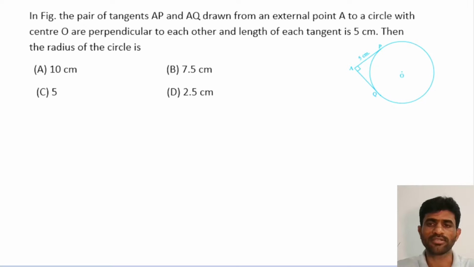You can type your answer. If anybody knows, you can type the answer in the chat. So here, okay, I'll explain this.